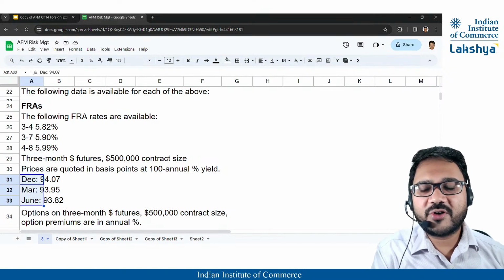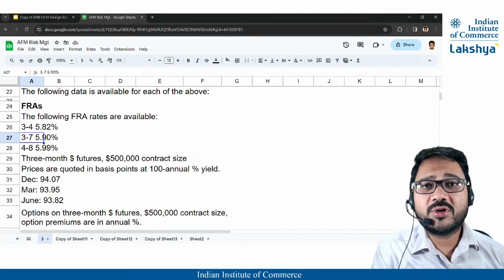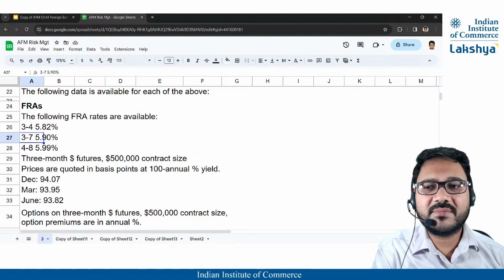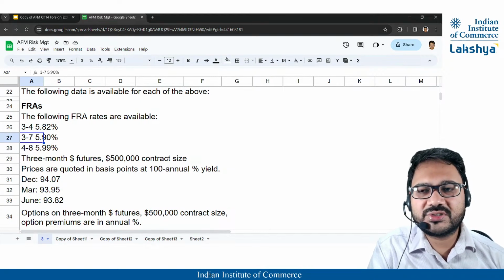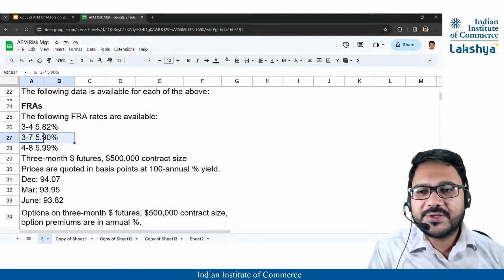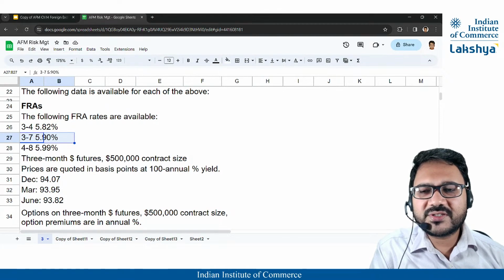Now, we already saw for FRA, we are going to pick up 3V7 because the loan is going to be taken after 3 months and is going to be repaid after 7 months, or after the loan is taken, it's a 4-month loan. So 4 plus 3 is 7. So it's 3V7 that will be the correct one that we need to use.